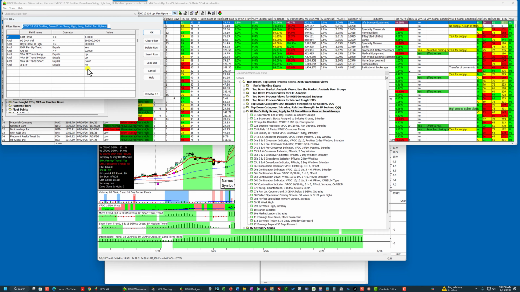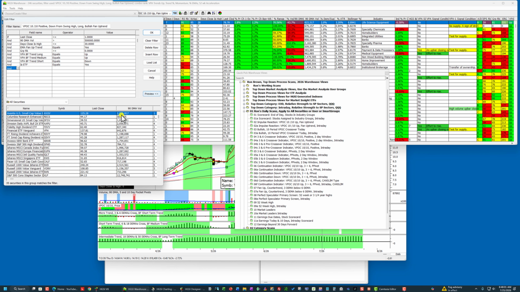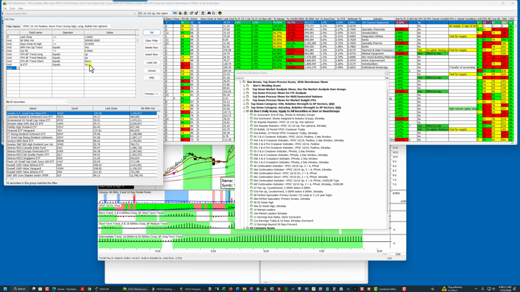Now you can do this with ETFs. You could just change this no to a yes. Just out of curiosity, I haven't done this. Let's try it and see what we get on the preview. There's 35 ETFs down here, which is the number that fit this category. So you can just change that to a yes if you want to look at ETFs.